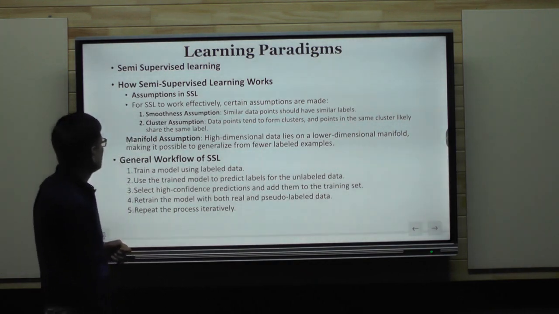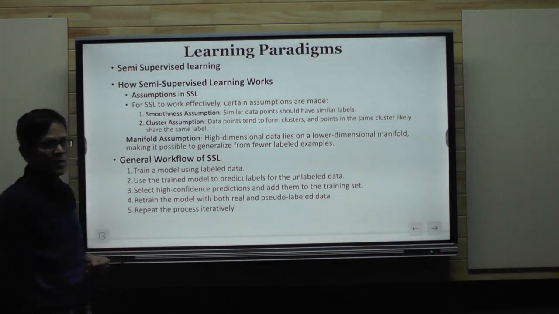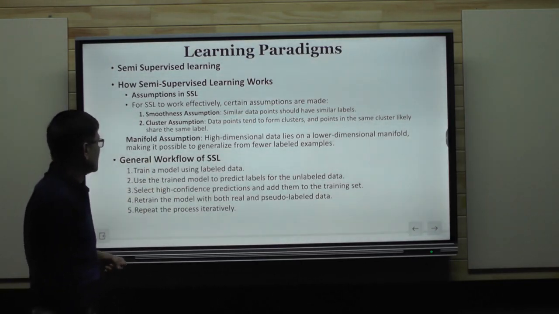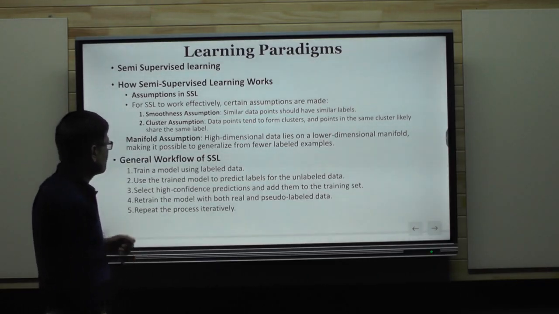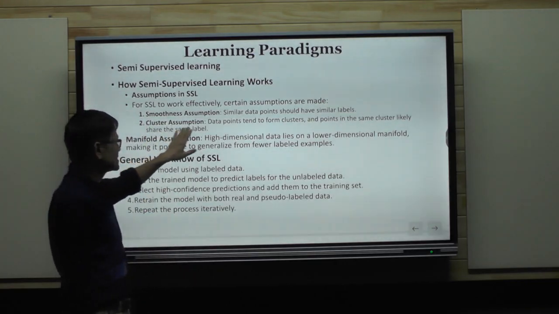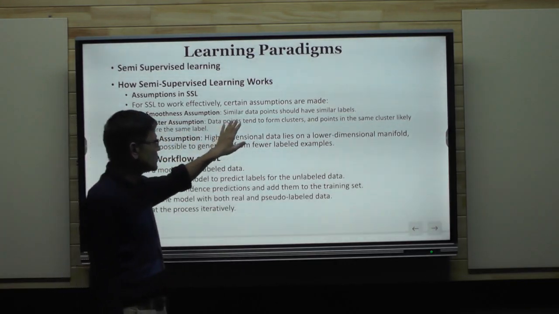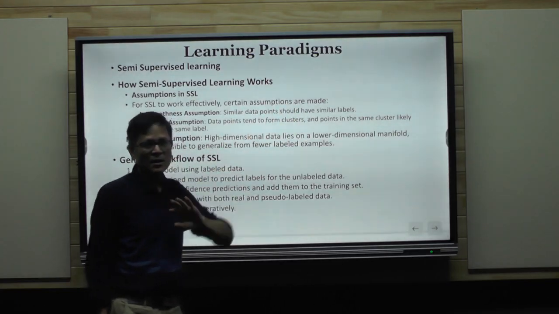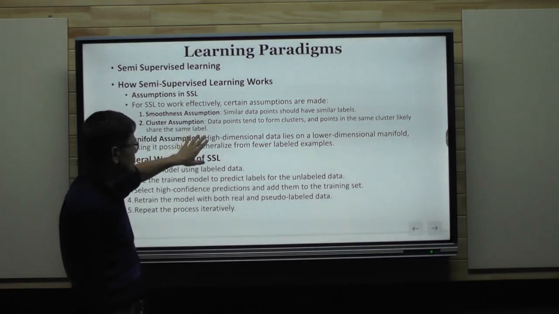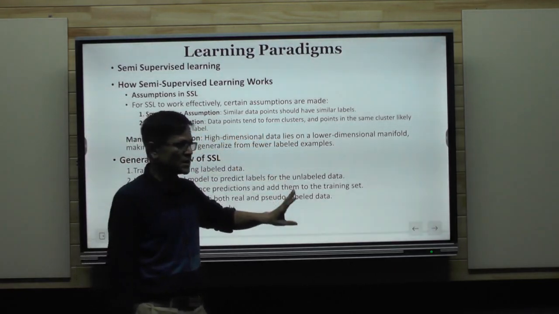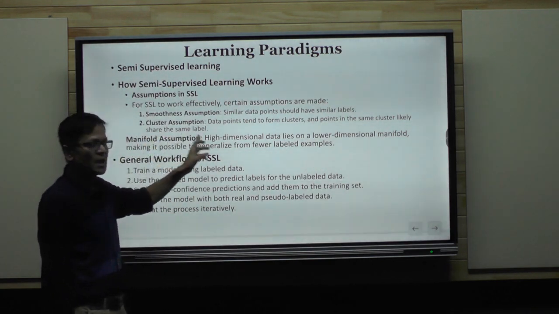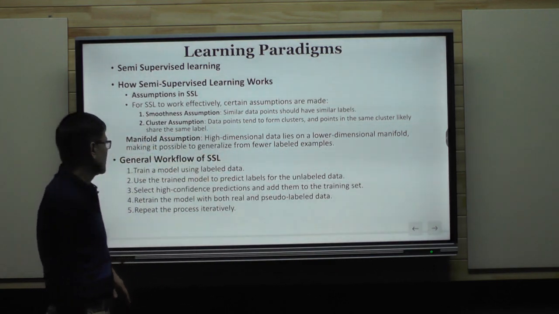So we will discuss how semi-supervised learning works. There are some assumptions in semi-supervised learning, for example, the smoothness assumption and the cluster assumption. That means similar data points should have similar labels. This is known as smoothness. And the cluster assumption means the data points tend to form clusters, and points of the same cluster are likely to share the same label. Okay.